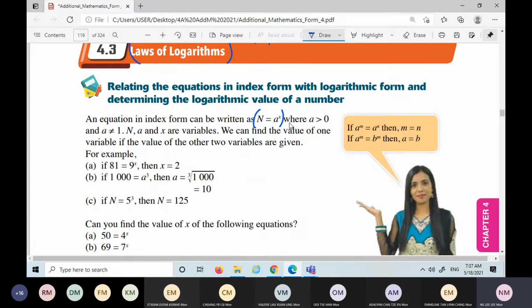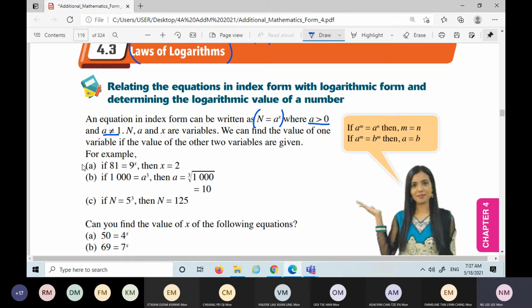This one you are very familiar with. This is in index form, where a is greater than 0 and a is not 1. All these I will show you afterwards. All these are constraints, and a and x are variables. We can find the value of one variable if the values of the other two variables are given. Here n equals a to power x. It's three variables. If two variables are given, there should be no problem for you to find the third variable.